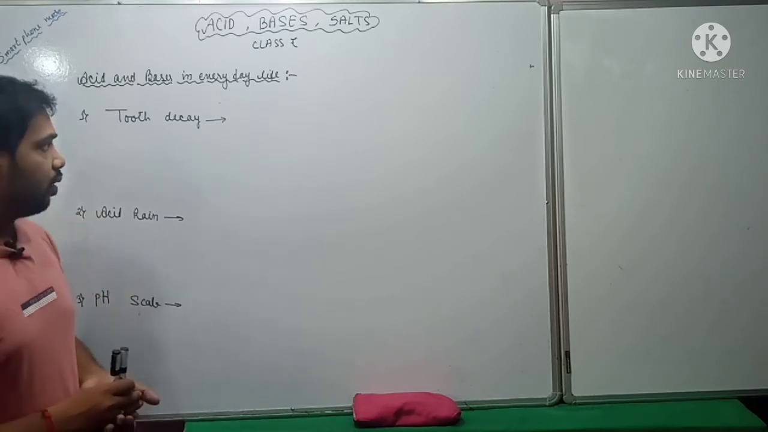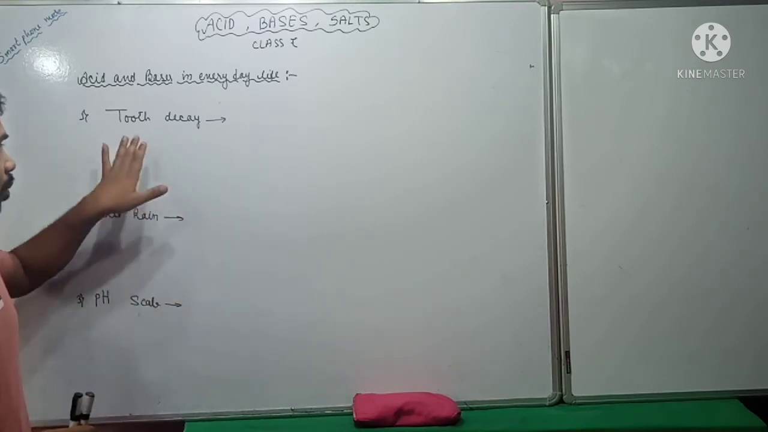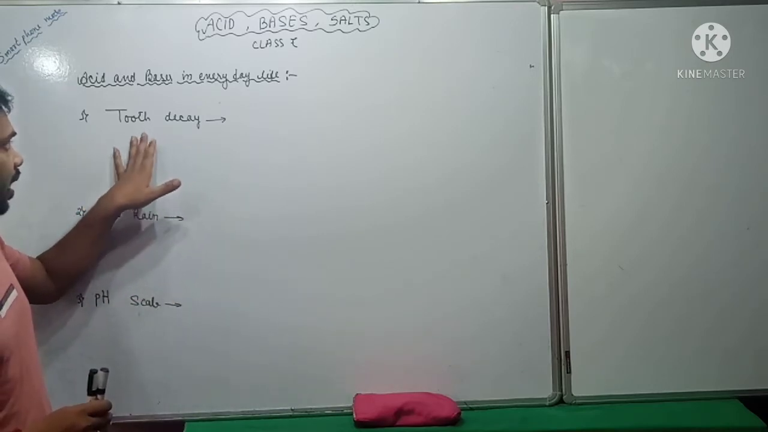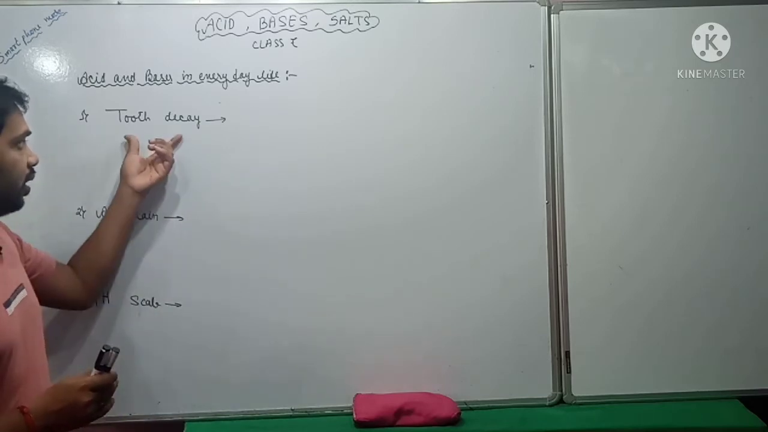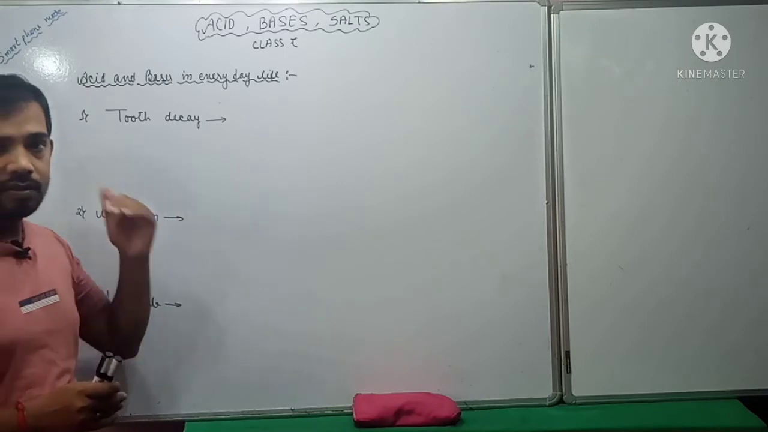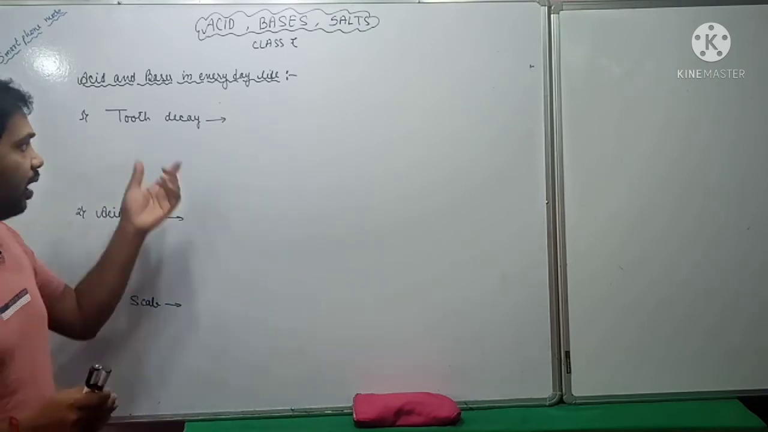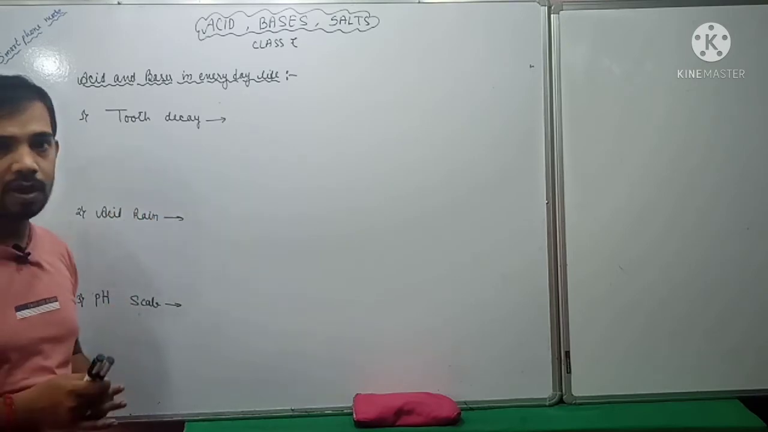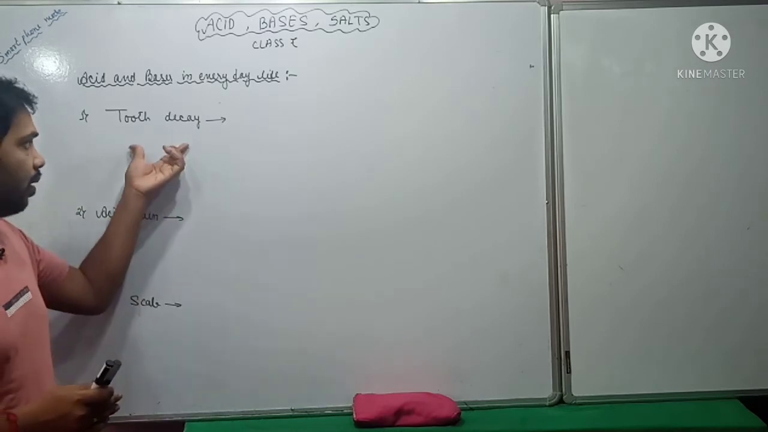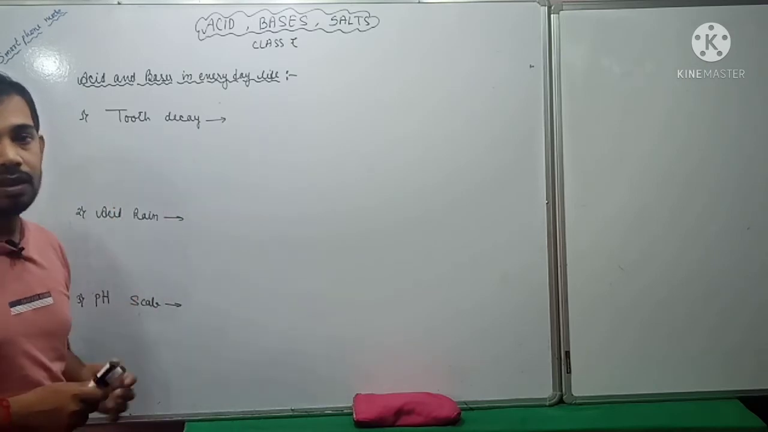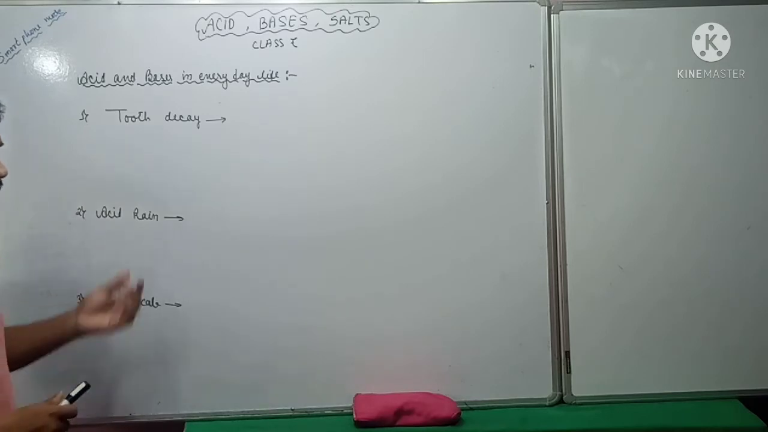So this is tooth decay. From here we have seen that acid affects us, since it causes tooth decay. Now why does acid cause tooth decay? If the level of acid goes up, then it will cause tooth decay. Now who helps the food to become slightly acidic? The bacteria help.